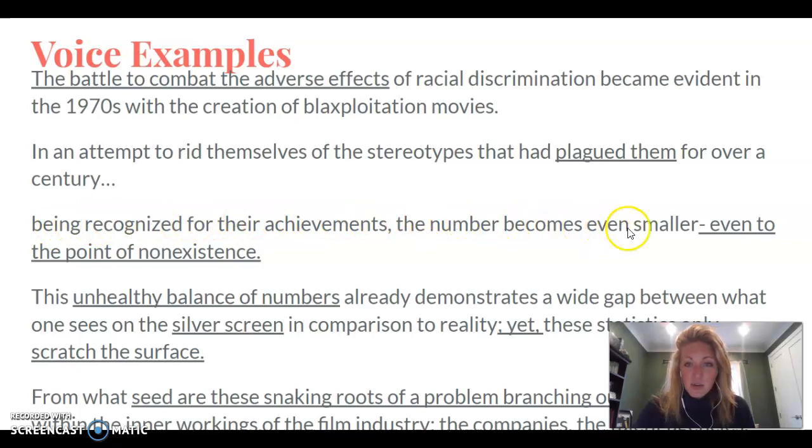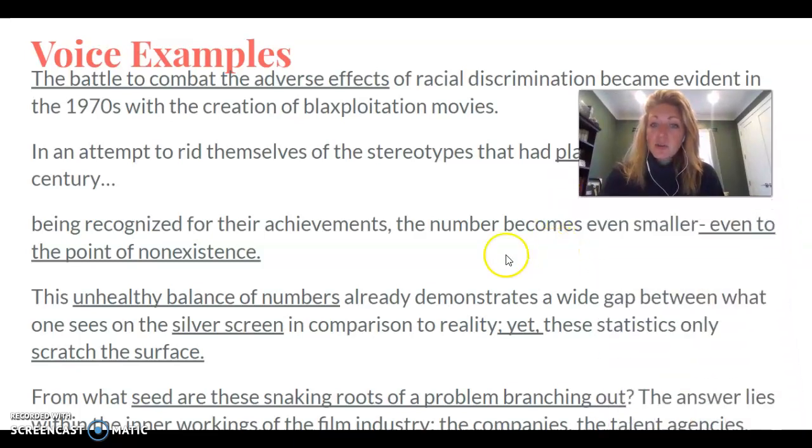Here, as I skim over the third example, it uses a dash that adds variety, and it's also emphasizing this last little bit of the sentence to make sure that we notice it and pay attention to it. "Being recognized for their achievements, the number becomes even smaller, dash, even to the point of non-existence." It also emphasizes to the reader that the number is extremely, extremely small. It barely exists. So you guys can look at those for different variety.